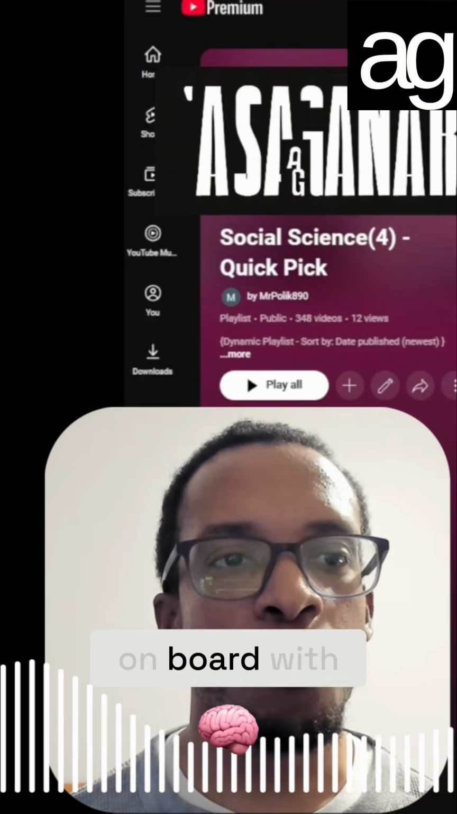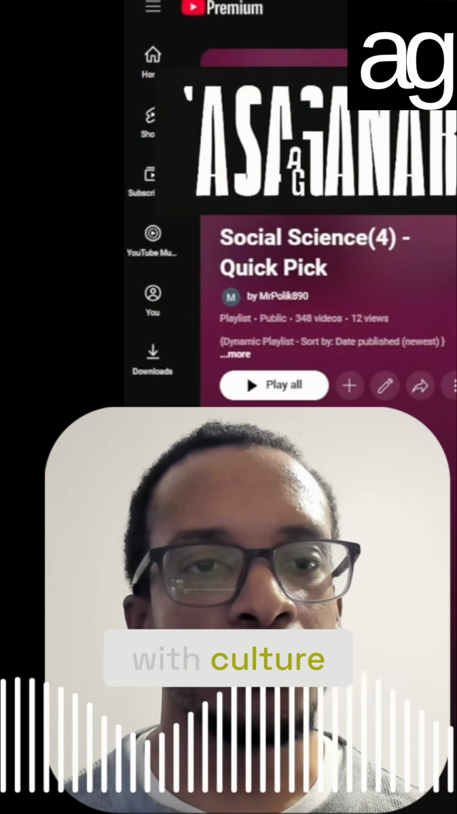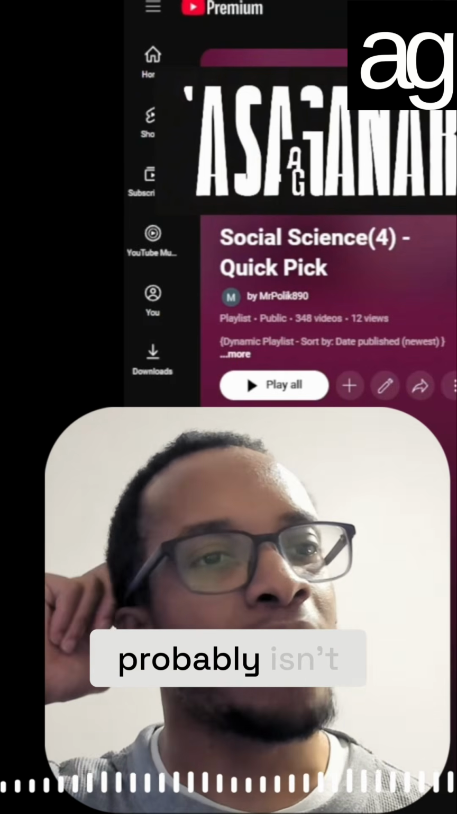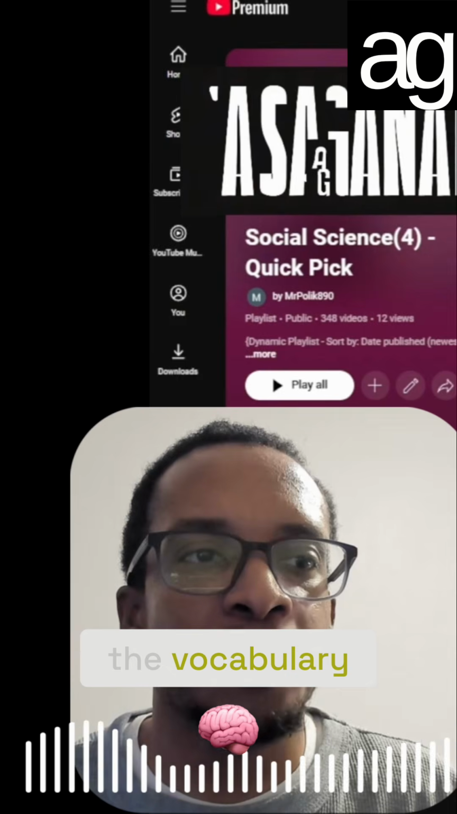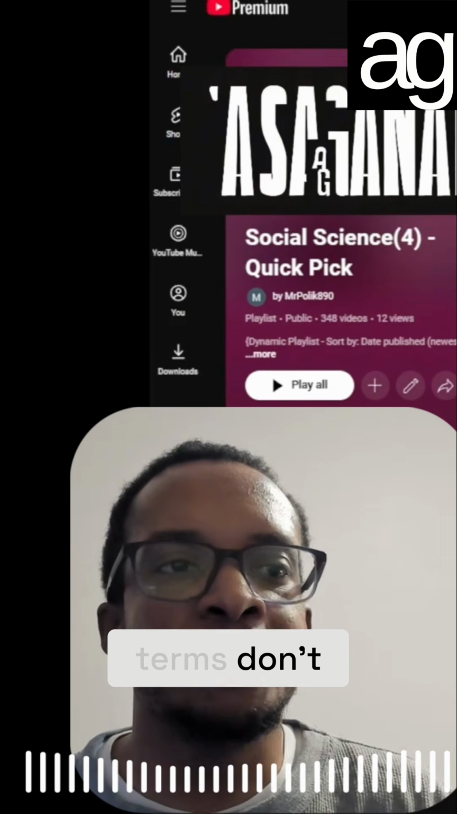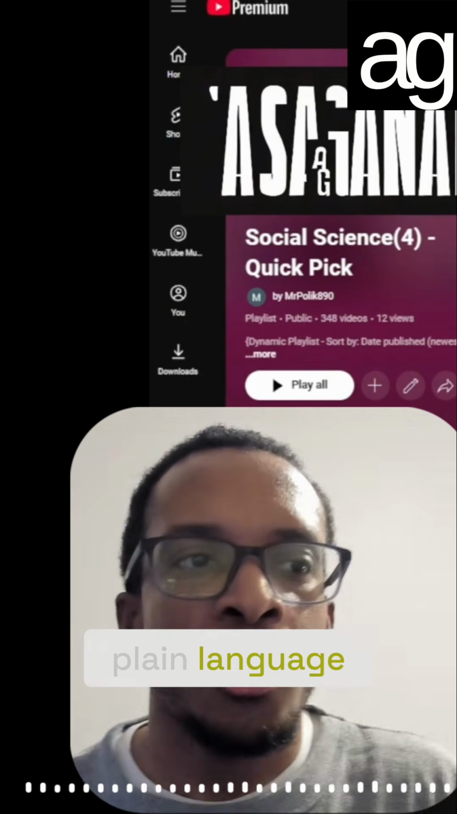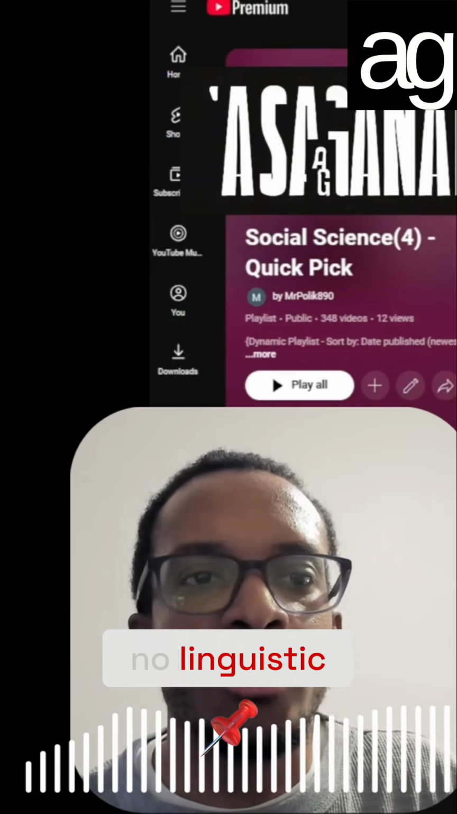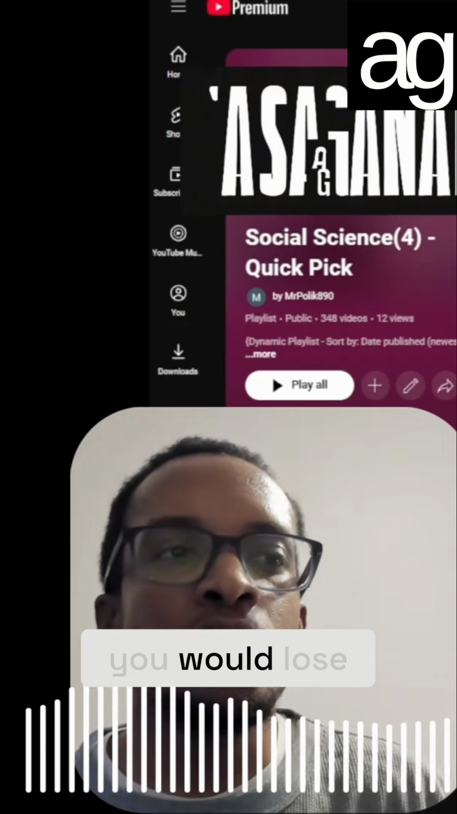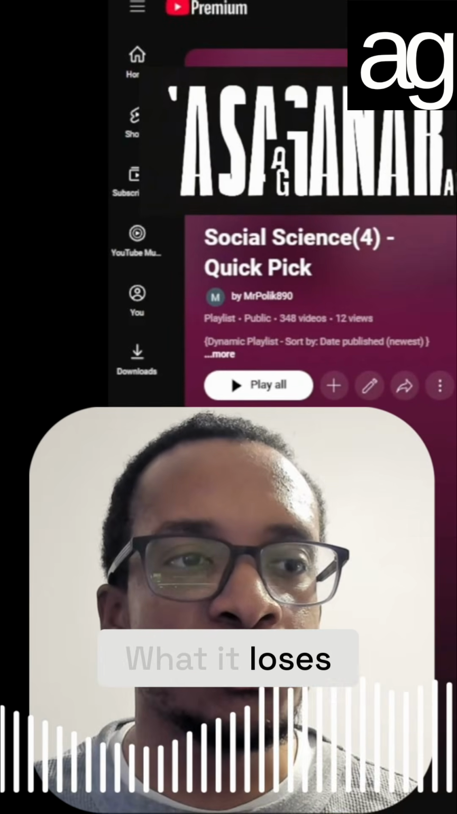I said it. If you can't get on board with the heuristics, with consume digest, with hypergraph, with linguistic point plane vector, with culture commentary, with macro breakout cycle, micro breakout cycle, then as an aggregator probably isn't for you. The heuristics, the vocabulary, the scaffolding to understand what you've already been doing and to do it with intention. The terms don't disappear in plain language. They don't simplify. If you tried to translate this framework into plain language, no consume digest, no hypergraph, no linguistic point plane vector, no culture commentary, no macro breakout cycle, no micro breakout cycle, you would lose the conceptual scaffolding that makes these distinctions valuable at all. What it loses is everything.